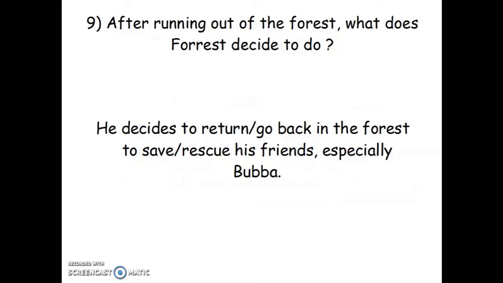After running out of the forest, remember Forrest has decided to follow Jenny's piece of advice. What does Forrest decide to do? So he decides to return, to go back in the forest in order to save or rescue his friends, especially Bubba. He wants to find Bubba. So he's going to go back in the forest.